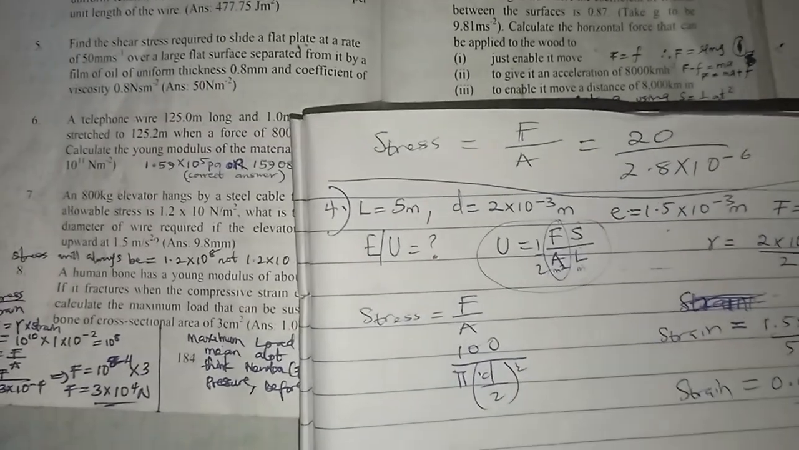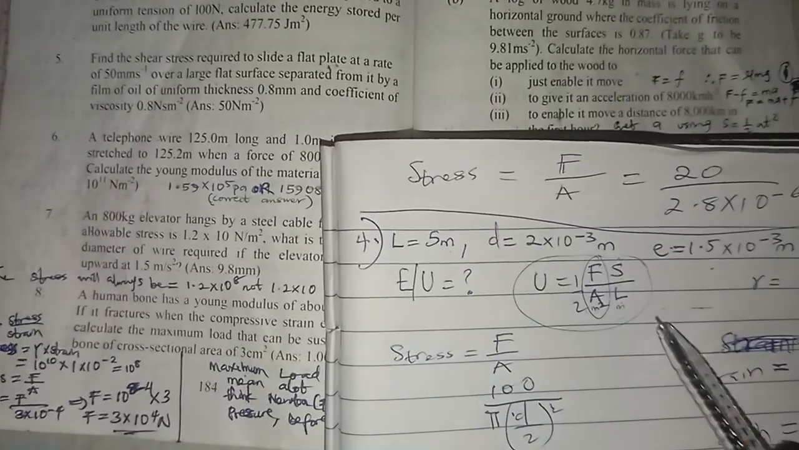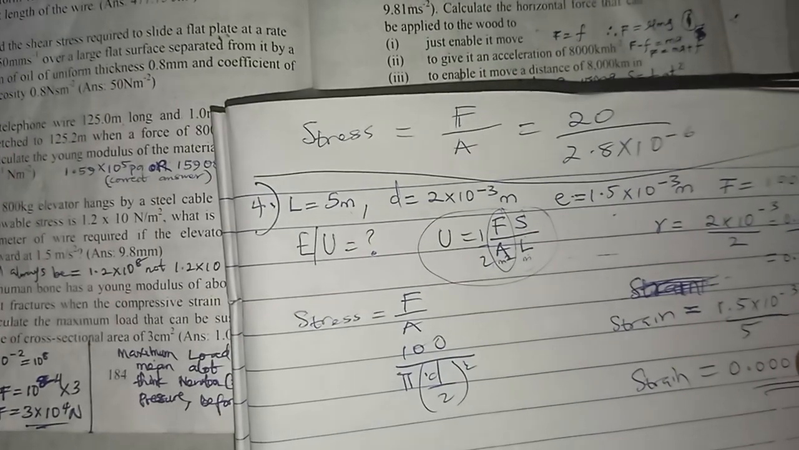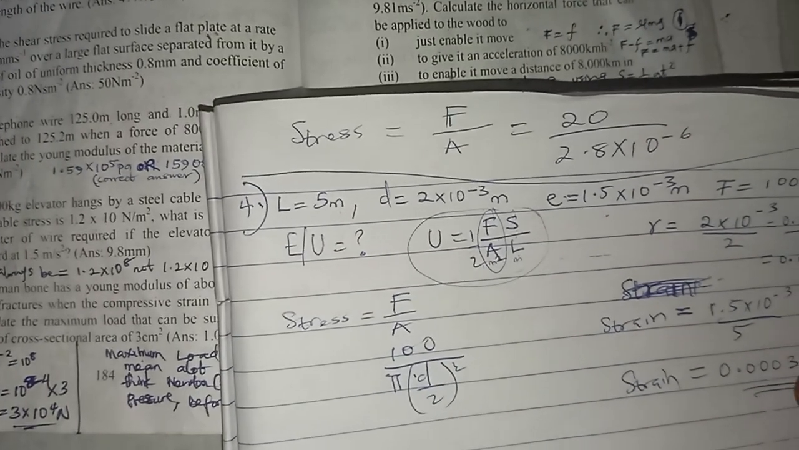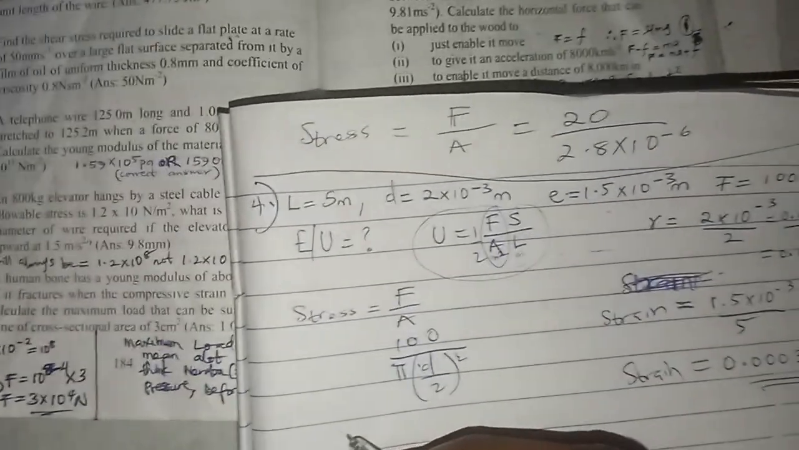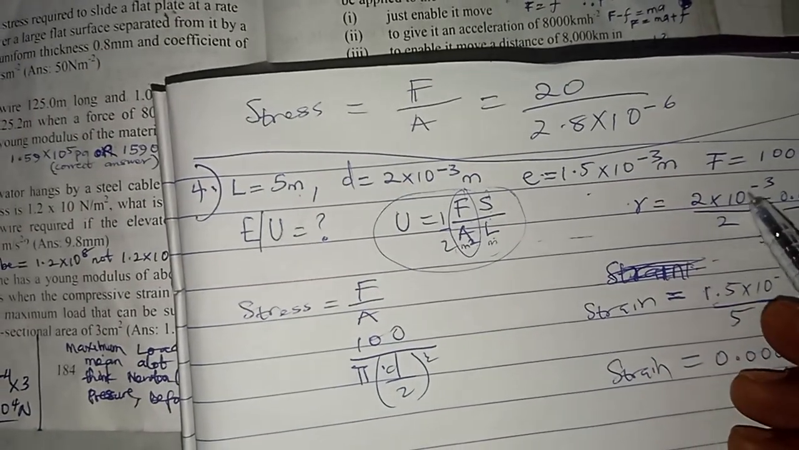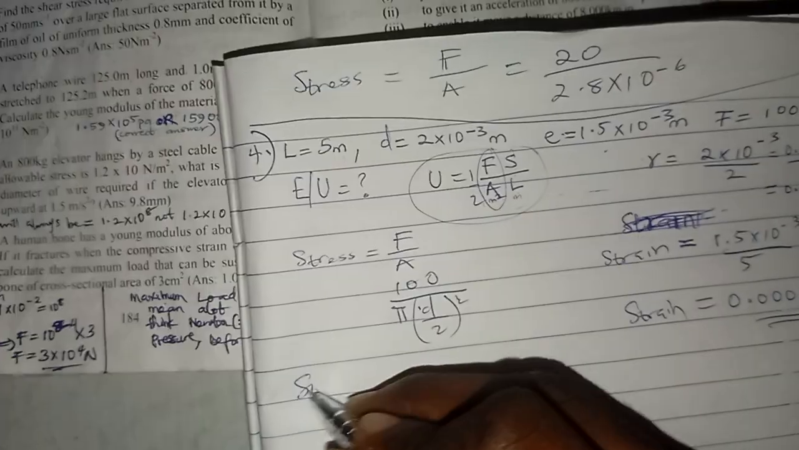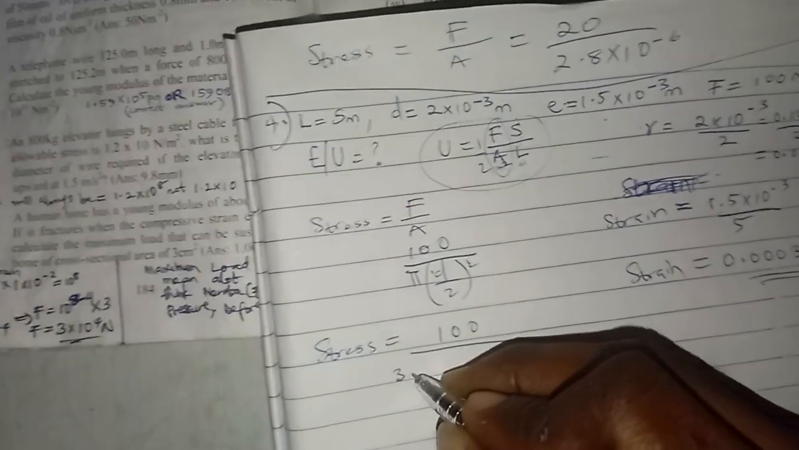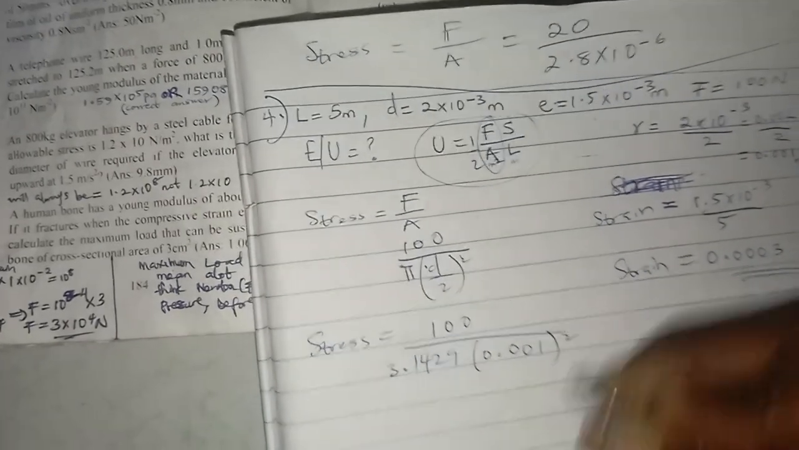Then the d I'm given. By the time you divide this into 2, you get 0.001. That is for meter, the radius r. So if I put it there, I'm going to be having r here. Converting, that is, I converted the diameter. So stress will simply be equals to 100 over pi, which is 3.1429 times 0.001 square, pi r square.